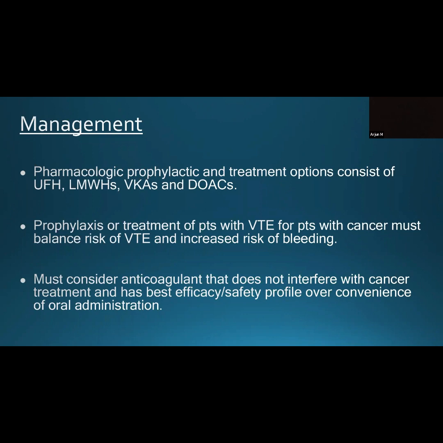And one thing almost all of the guidelines say is that we must always consider an anticoagulant that does not interfere with the cancer treatment and has the best efficacy and safety profile, rather than simply considering an anticoagulant which can be administered orally. These two are the major points we must consider whenever we are starting an anticoagulant for a patient who is diagnosed with a venous thromboembolic event or who has a higher risk of developing one.